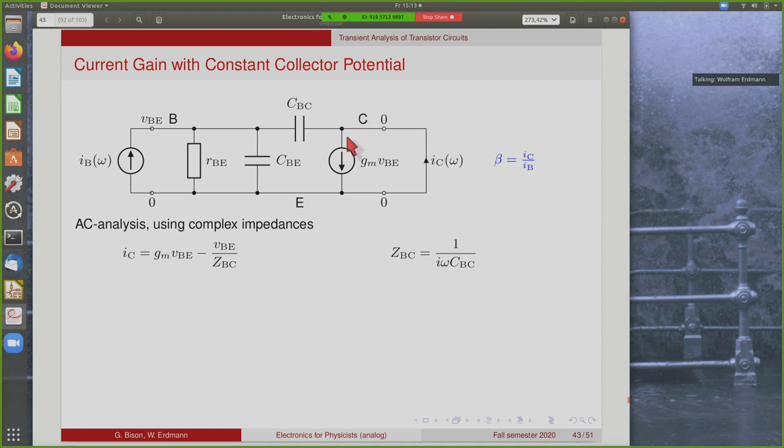We have this current, which divides up into the current that flows through this current source. So it's Gm times VBE, and then there's the current coming from this side, which is given by VBE minus 0 divided by the complex impedance of this capacitor. And the complex impedance of a capacitor is 1 over i omega CBC, the i here, of course, being the complex unit and not a current.